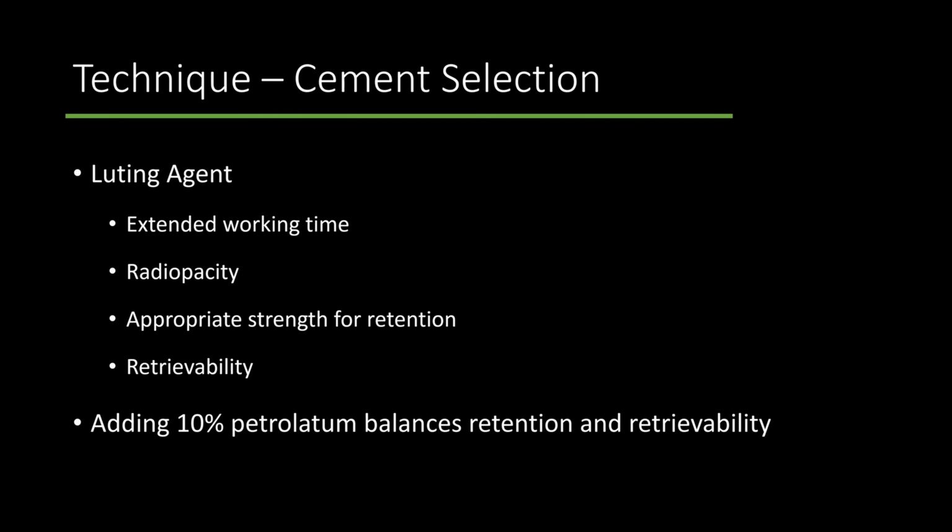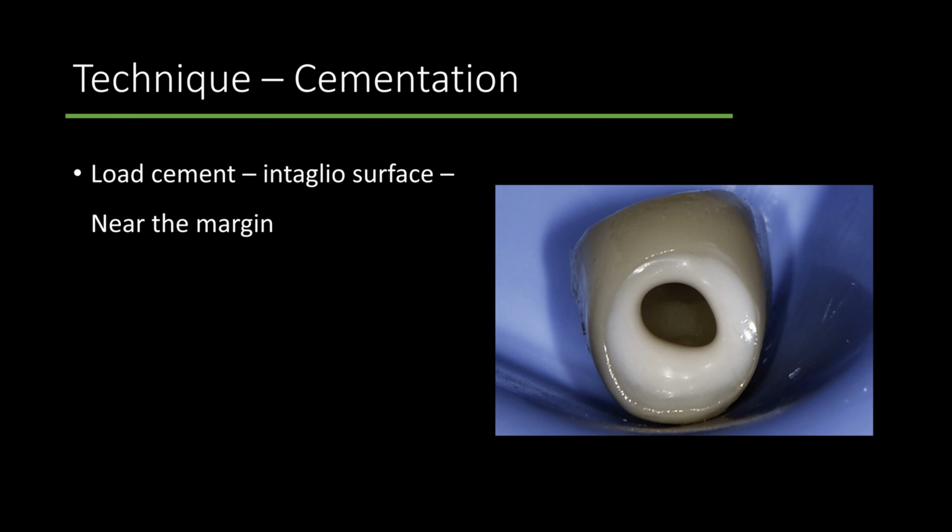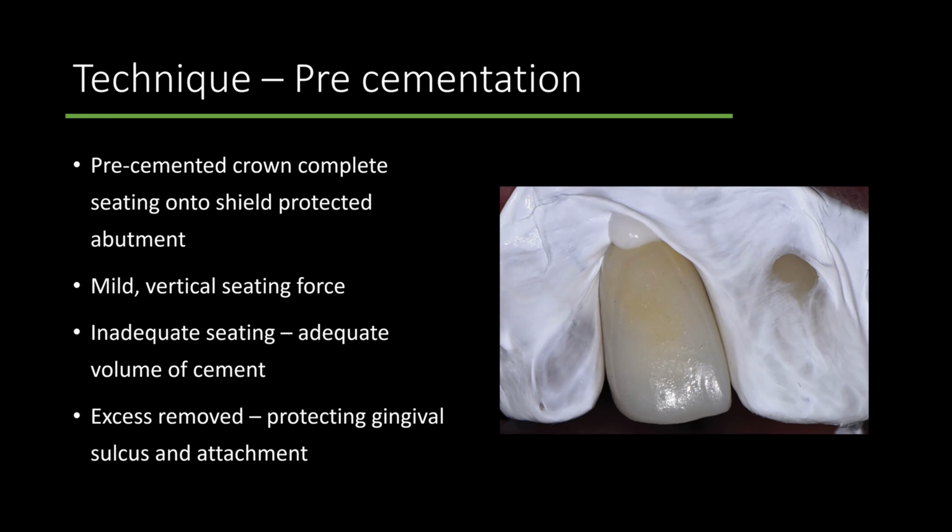Use luting cement with extended working time, radiopacity, appropriate strength for retention, and retrievability. Adding approximately 10% petrolatum helps to balance retention and retrievability. Load cement sparingly in the intaglio of the crown near the margin area. The pre-cemented crown is seated onto the shield-protected abutment with mild, vertical seating force.